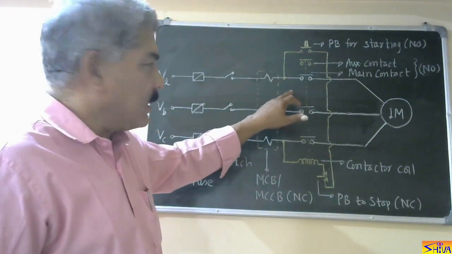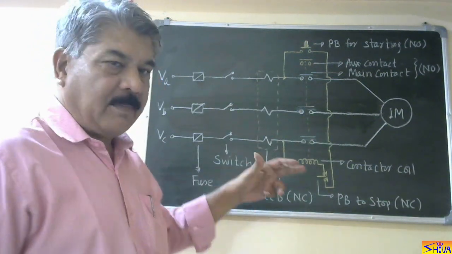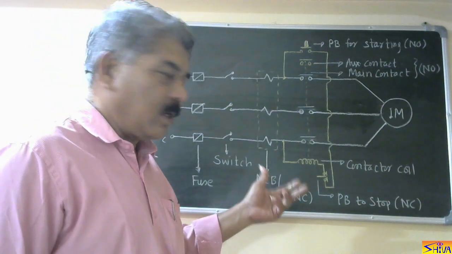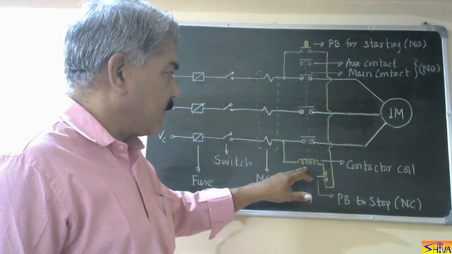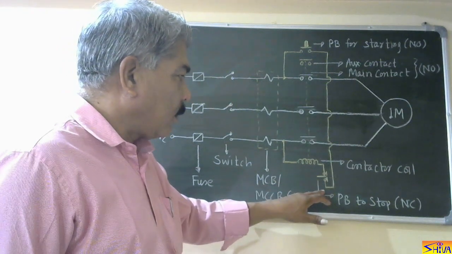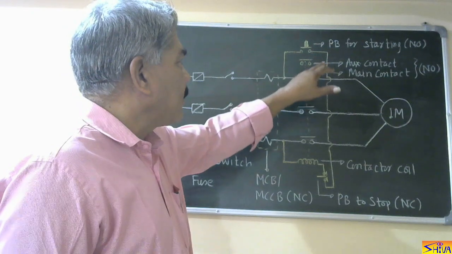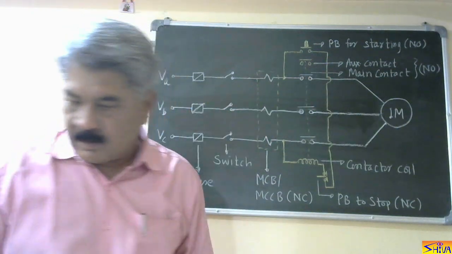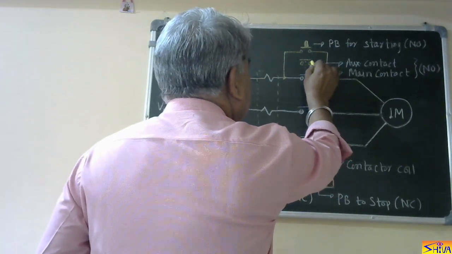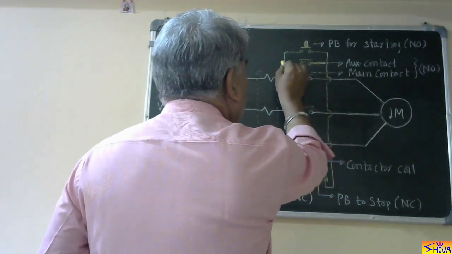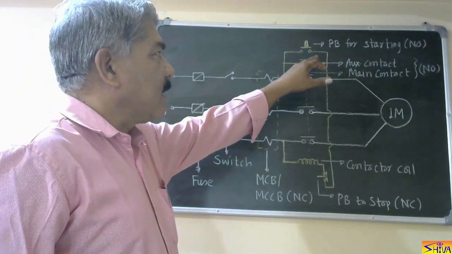This control circuit is energized through phase A and phase C. It can be energized through phase A and neutral also. So with phase A and phase C, the control circuit is energized, which consists of the contactor coil, the normally closed push button for stopping, and the push button for starting the motor. Now here this contactor is connected like this. It is in parallel with the push button for starting the motor.